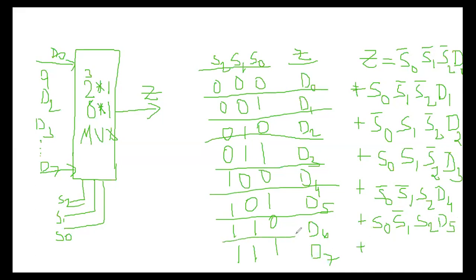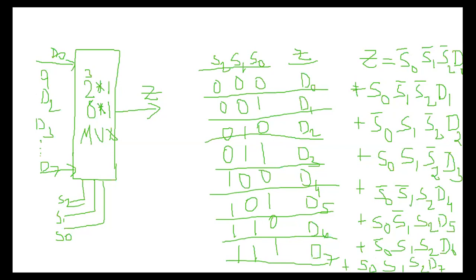And the seventh one you can see 110. 110 means S0 is a 0, so S0 bar, S1, S2, and the D6. Okay, and D6. And the last one you can see, the last term in the Boolean function, the Z is equal to S0, S1, and the S2, D7. So like that, from the truth table, you have to write the Boolean function Z is equal to.